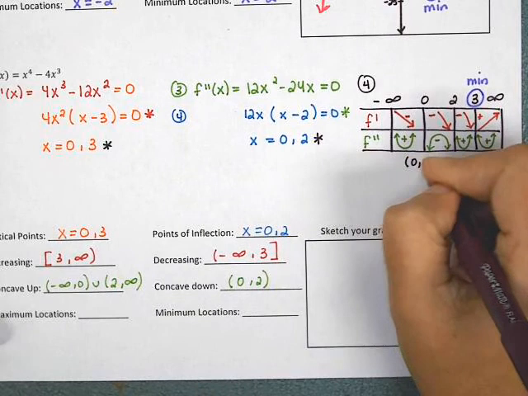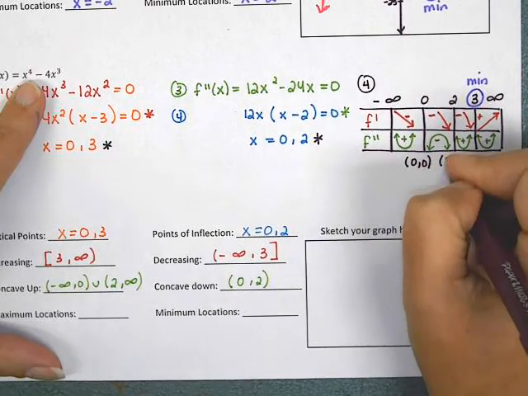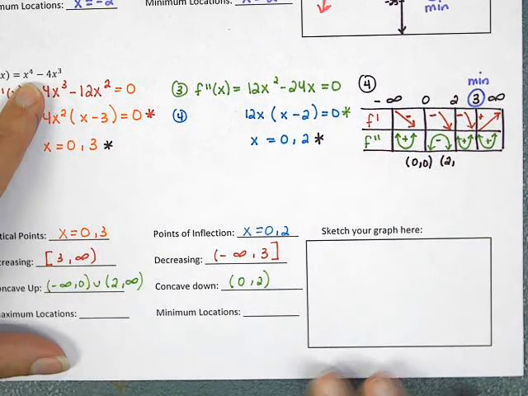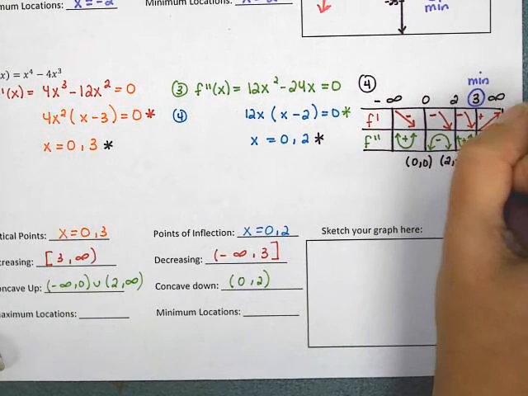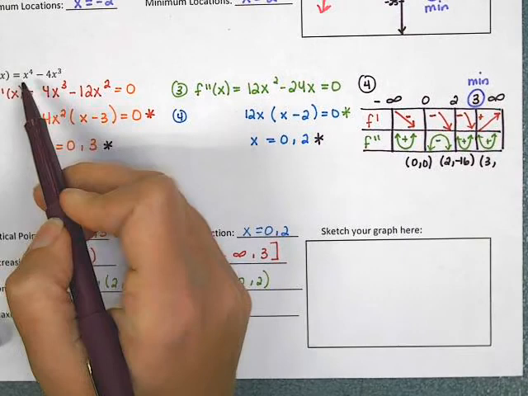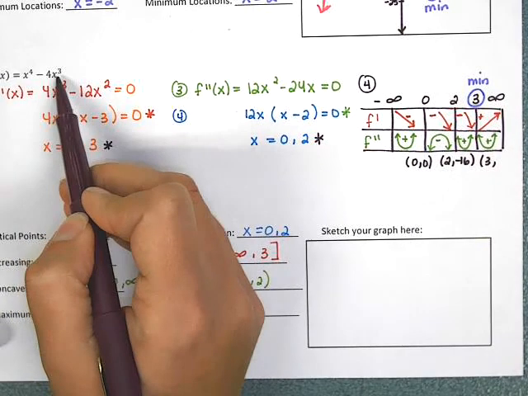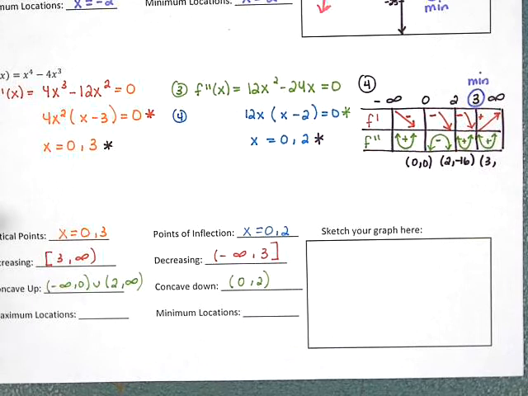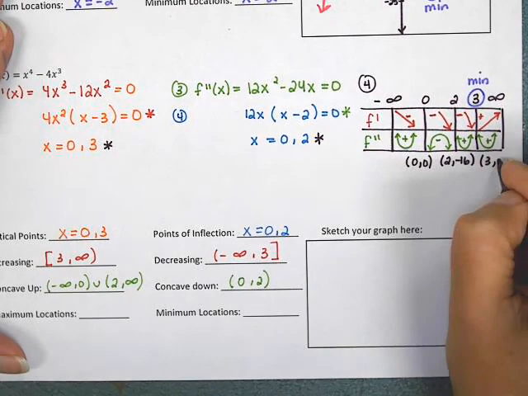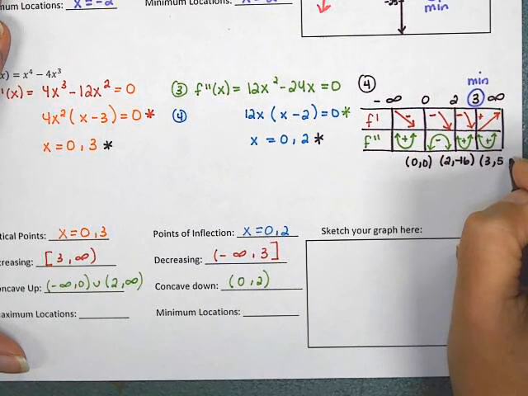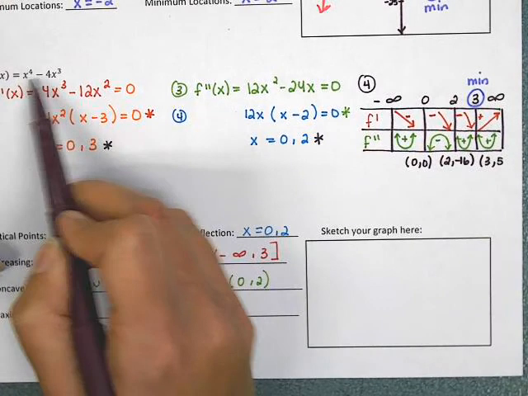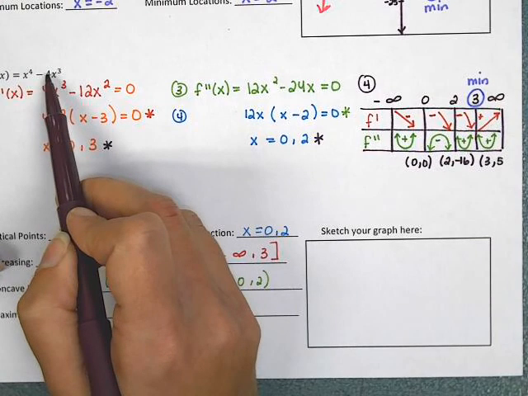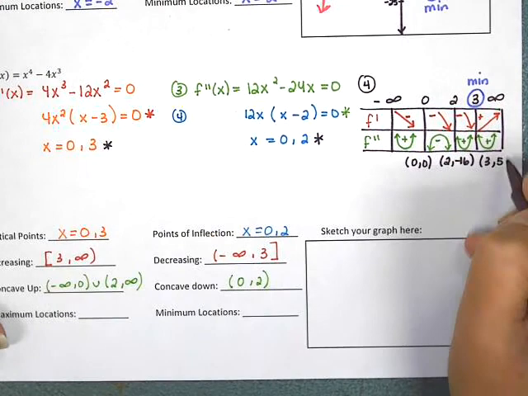So when I plug in 0, I get 0. When I plug in 2 to the original function, I get 16 minus 4 times 8, so 32, so negative 16. And when I plug in 3, I get 81 minus 4 times 27, which is 54. Is that right? 81, and then this is 27 times 4. Oh my gosh, that is not right at all.